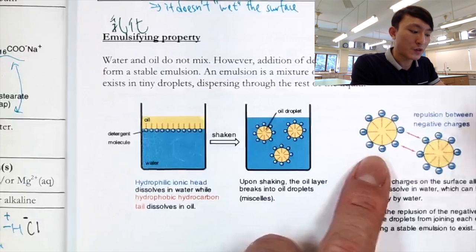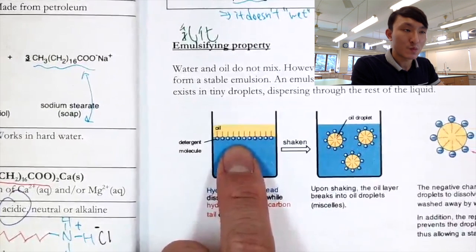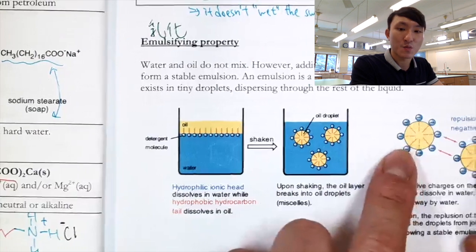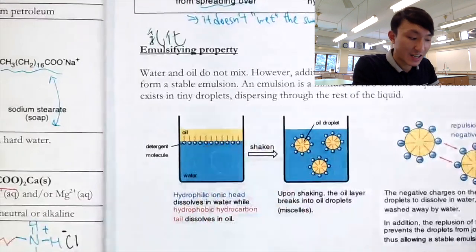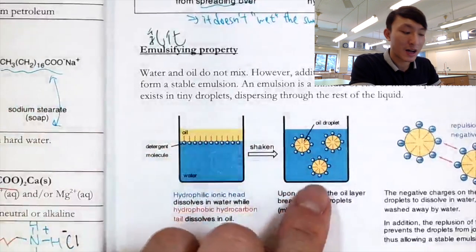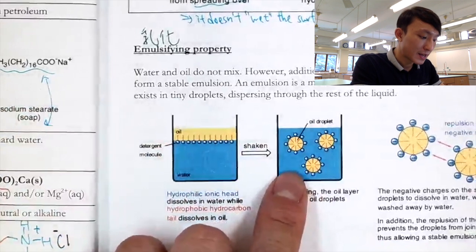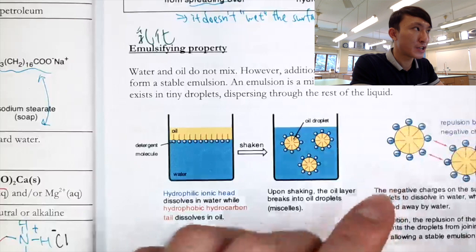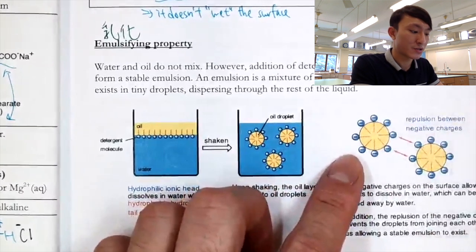Now, if you do not add the detergent upon shaking, very quickly the oil droplets will join with each other and go back to the original thick layer of oil, because that would be the most stable configuration. You can think about it this way. But adding detergent allows the formation of stable oil droplets that do not join together at all.